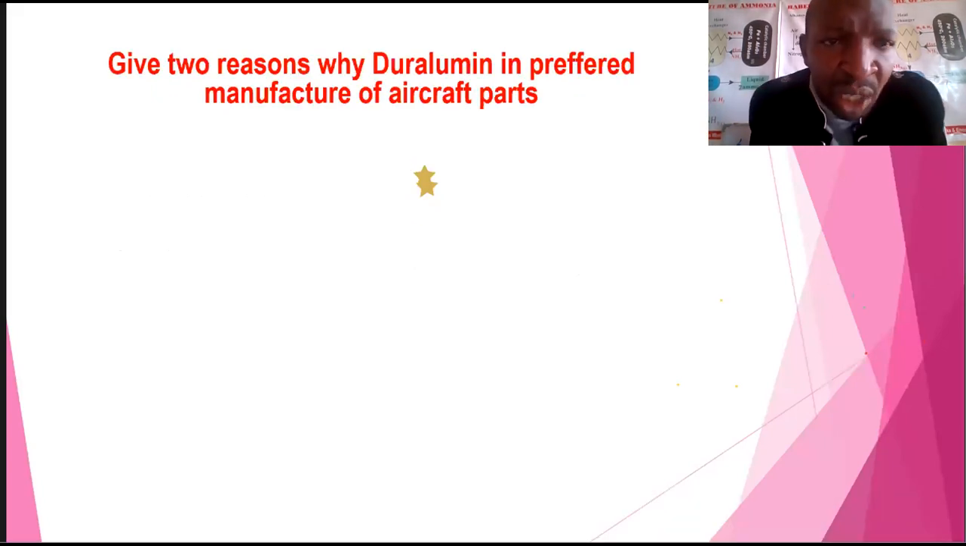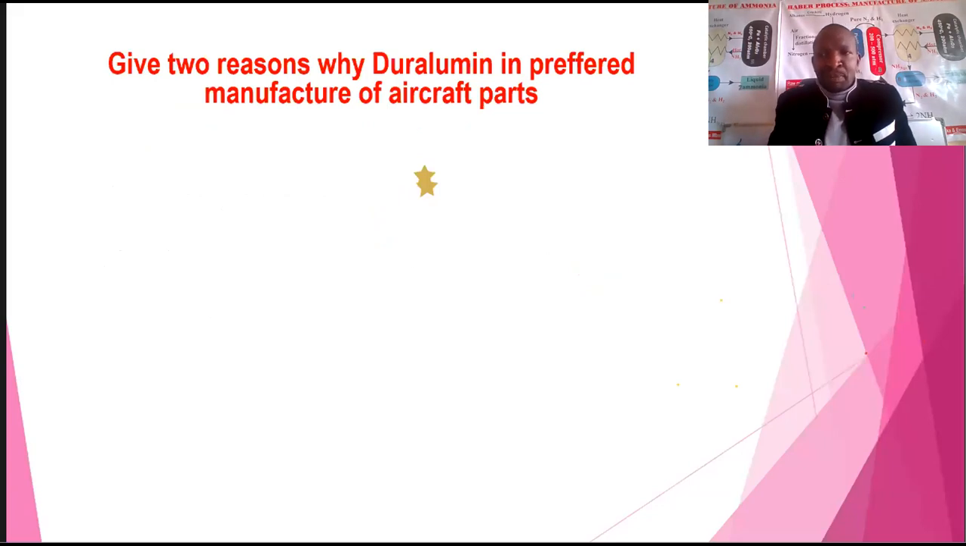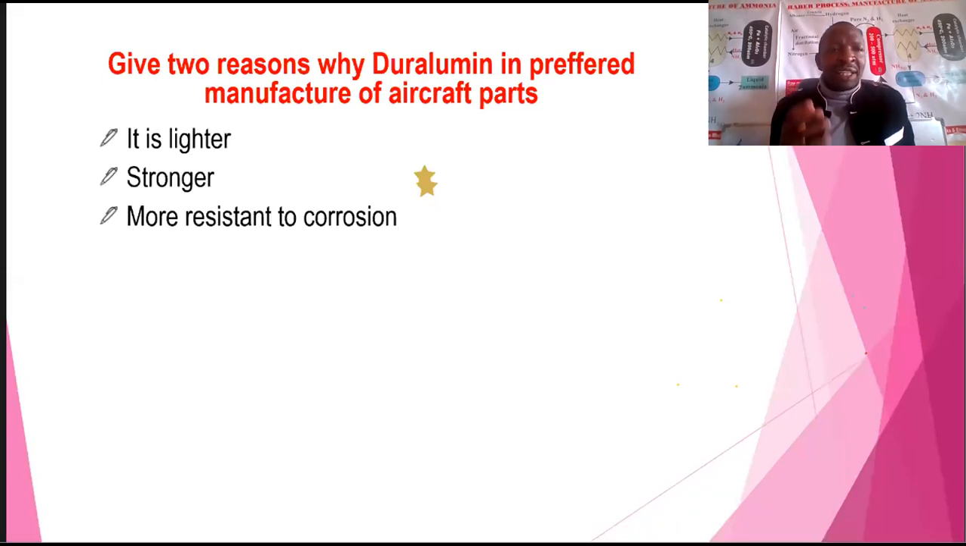Two reasons why duralumin is preferred in the manufacture of aircraft parts. It is lighter. It is more durable, it is stronger. It is more resistant to corrosion. Don't say it is light, but it is lighter. It is more durable, stronger. So make sure that you use the comparative degree. It's lighter, stronger, more resistant to corrosion.